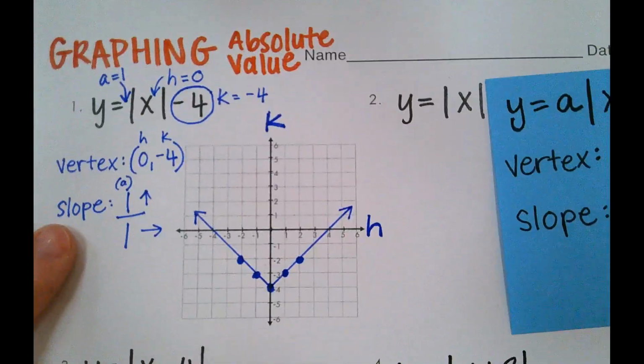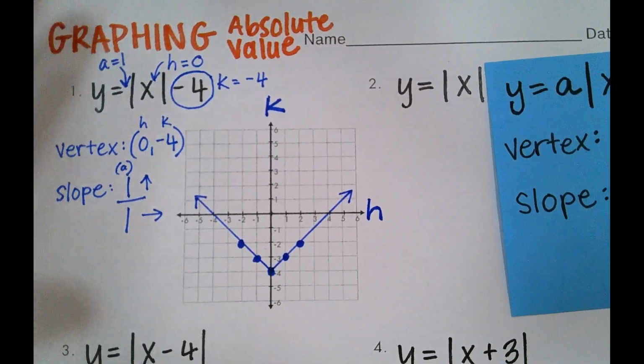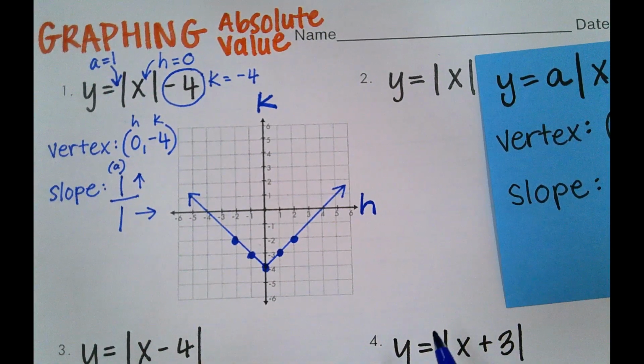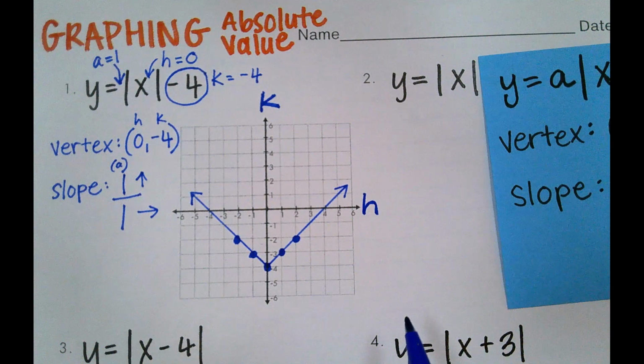Here is my graph. Interesting. Yes. So if there was like, say, a 4 where the A would be, you would put 4 over 1 and go up 4 and then over 1. Yes, that's all we would do differently. Good question. So we've got that one graphed.